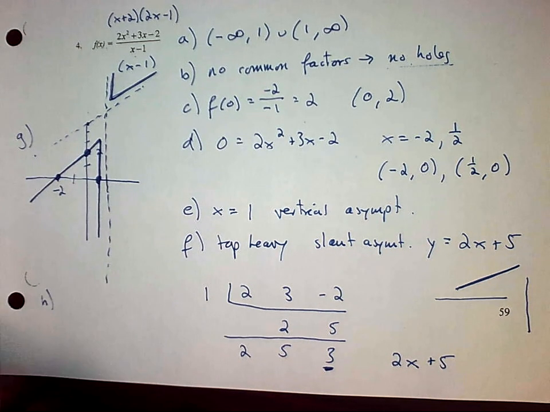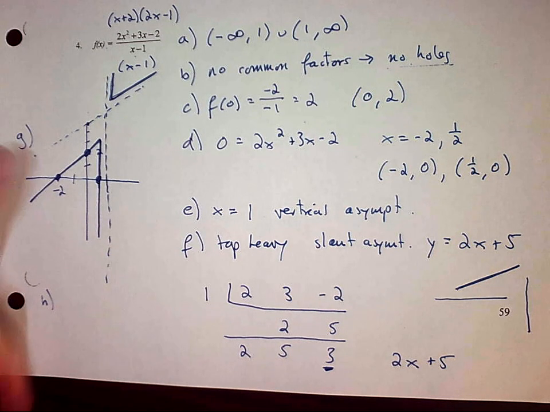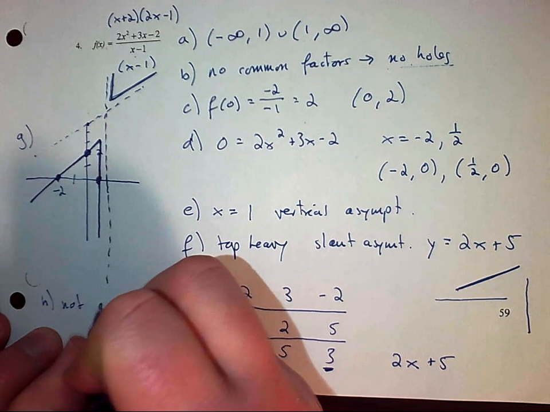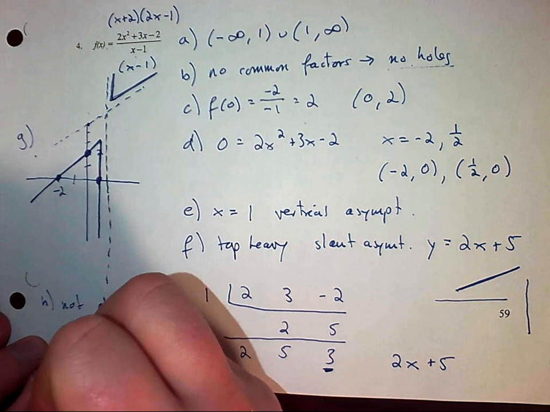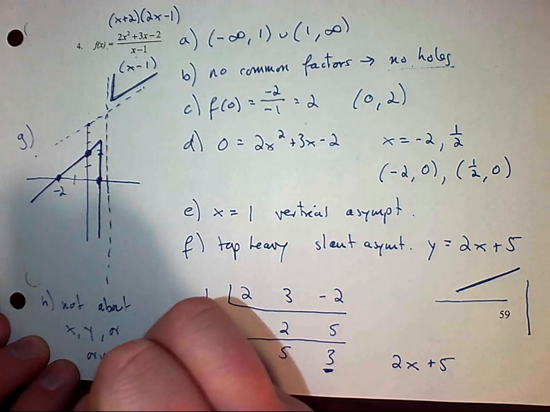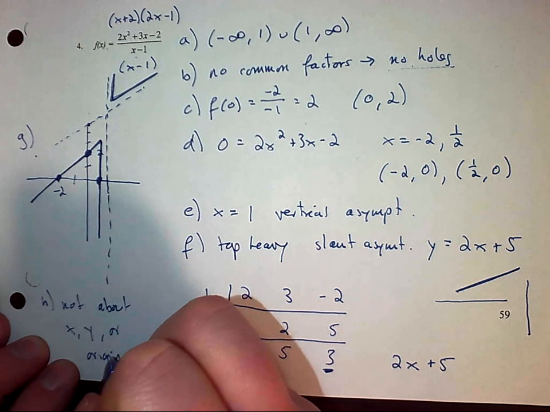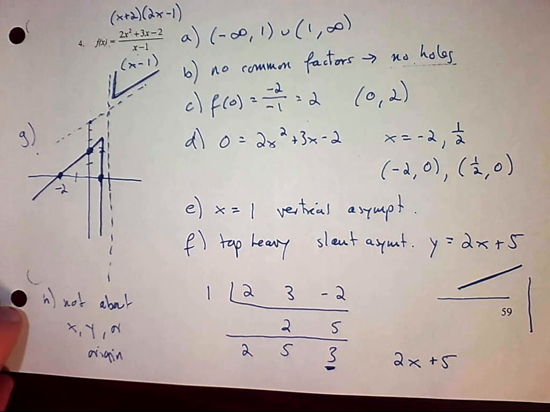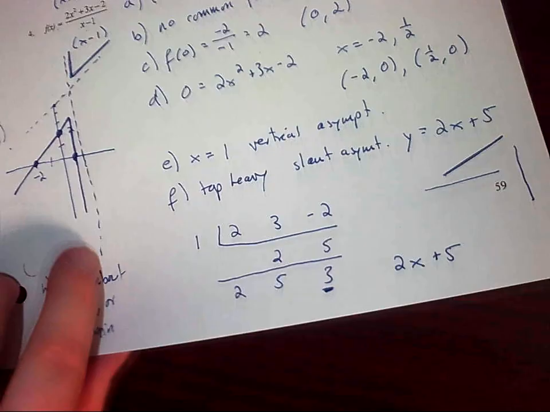Then for H, it's asking us, is this symmetric about the y? No, definitely not. You can't spin it around the y and get the same thing. Symmetric about the x? Definitely not. You can't spin around the x and get the same thing. Symmetric about the origin? Nope. So it's not symmetric about the x, y, or the origin. So far we've had none of them symmetric about the x, y, or the origin. Right, so that's number 4.